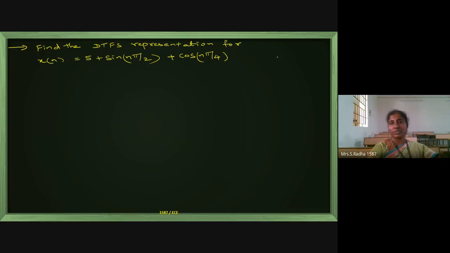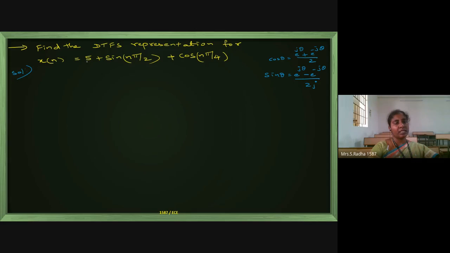Cos theta we have used in the previous case. Cos theta is nothing but e power j theta plus e power minus j theta divided by 2. If we have sin theta, we have to go with e power j theta minus e power minus j theta divided by 2j, which will come in the denominator. This is about sin theta. So before that, we have to calculate the time period.